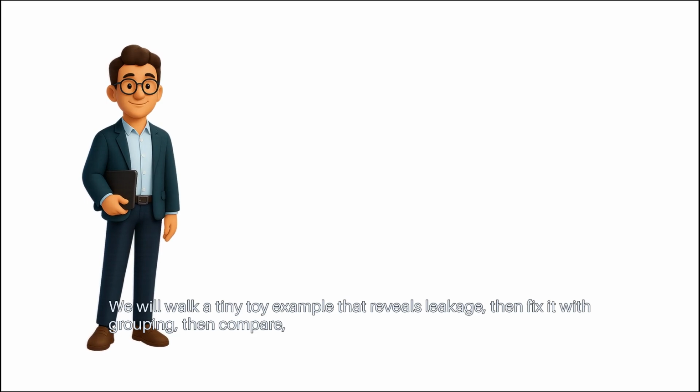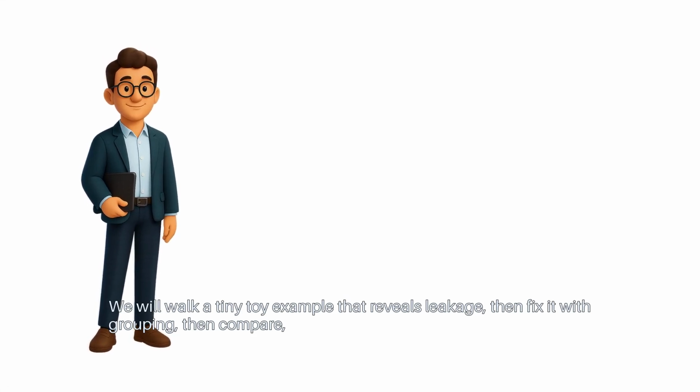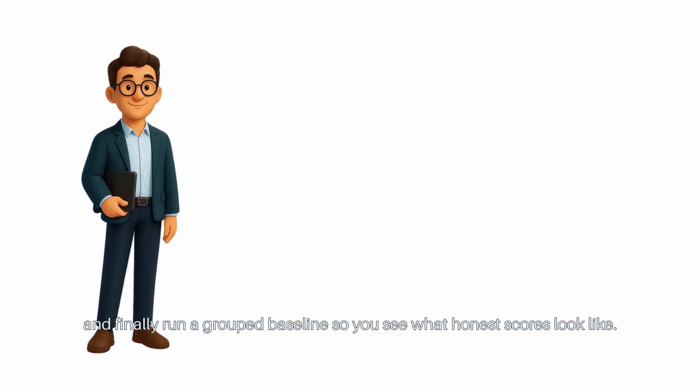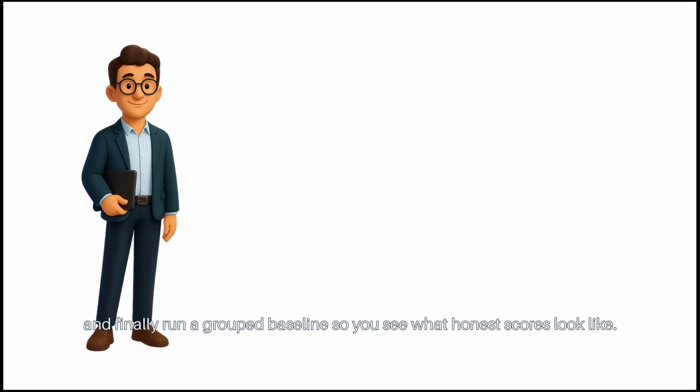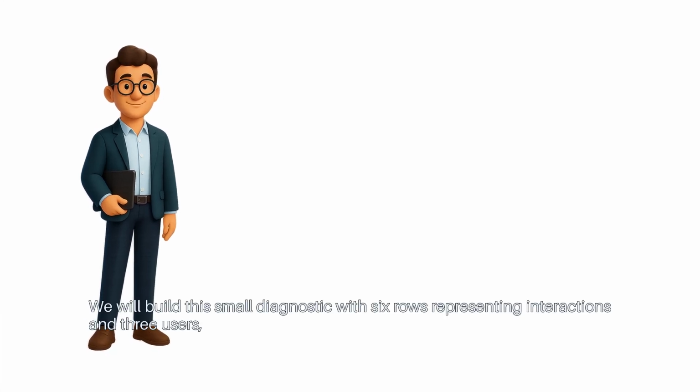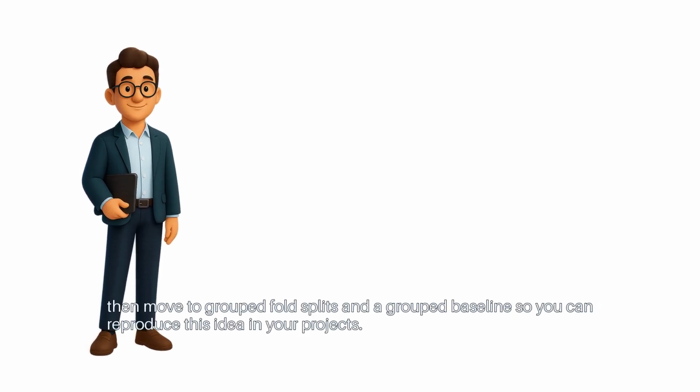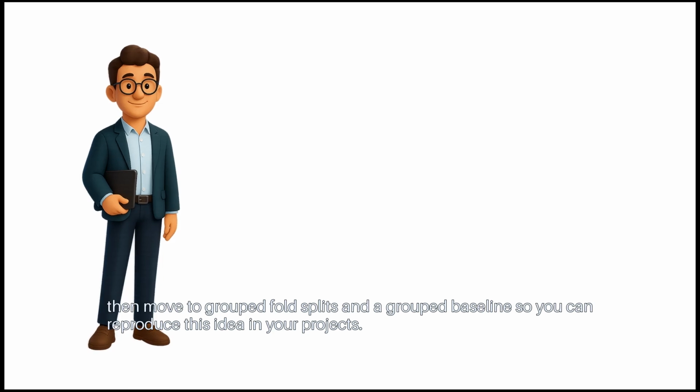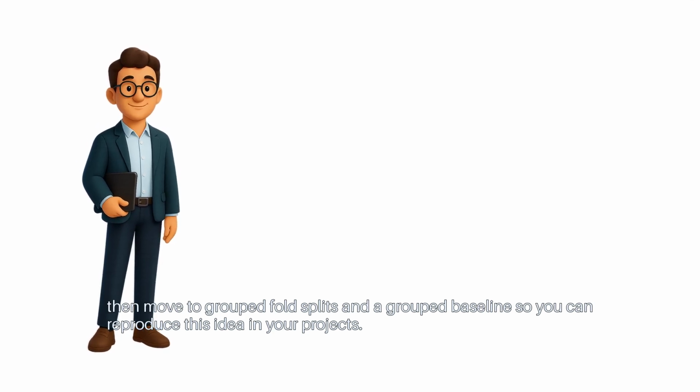We will walk a tiny toy example that reveals leakage, then fix it with grouping, then compare, and finally run a grouped baseline so you see what honest scores look like. We will build this small diagnostic with 6 rows representing interactions and 3 users. Then move to grouped fold splits and a grouped baseline so you can reproduce this idea in your projects.